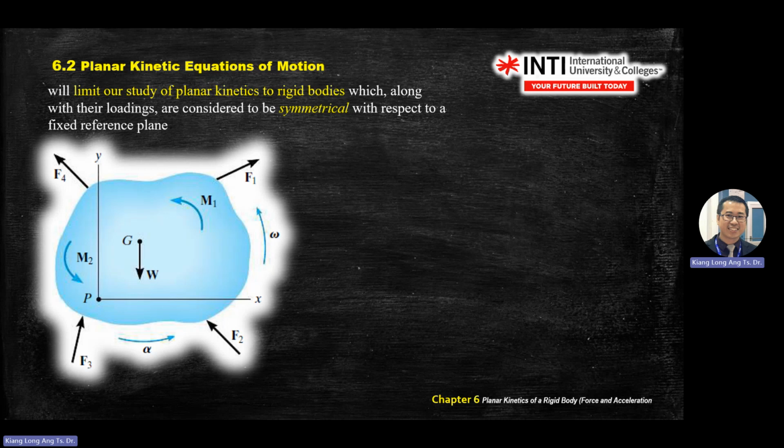As you can see on the screen, when you have an object with a center of gravity or center of mass, you will see the weight W, which is the mass times the acceleration of gravity, acting at the center of gravity. Then you see all the external forces, the moments M1, M2, and alpha, which is the angular acceleration. Omega is the angular velocity, and so on.